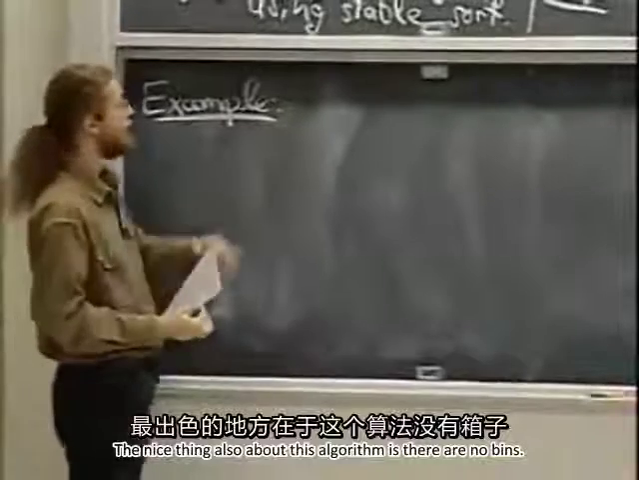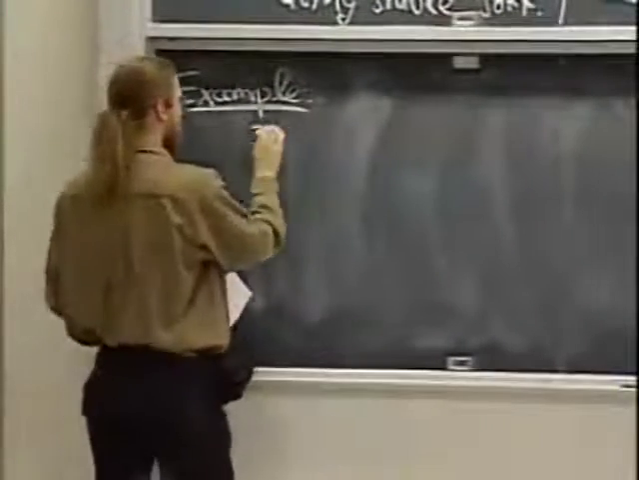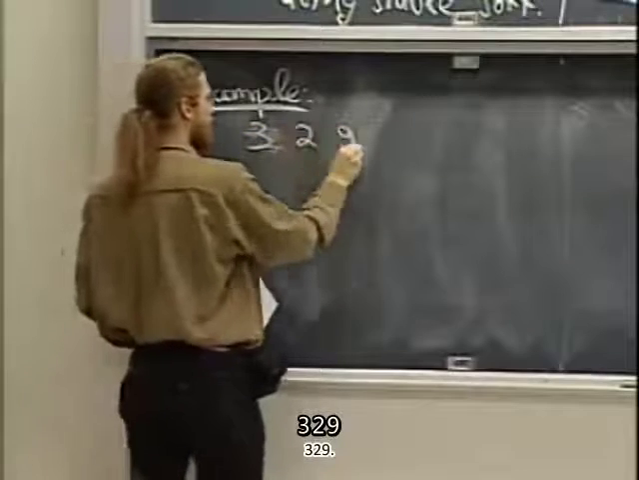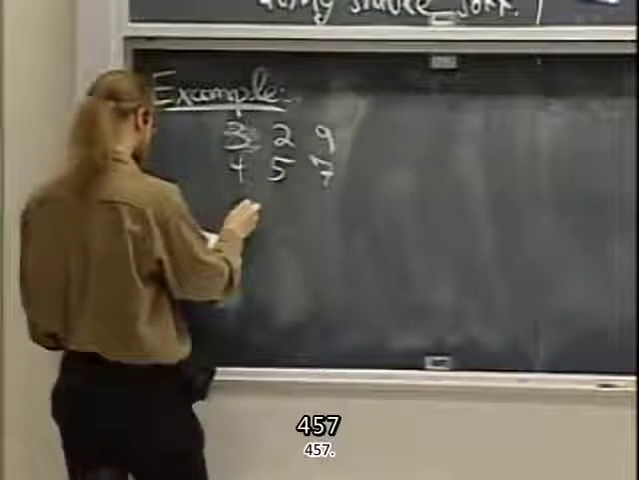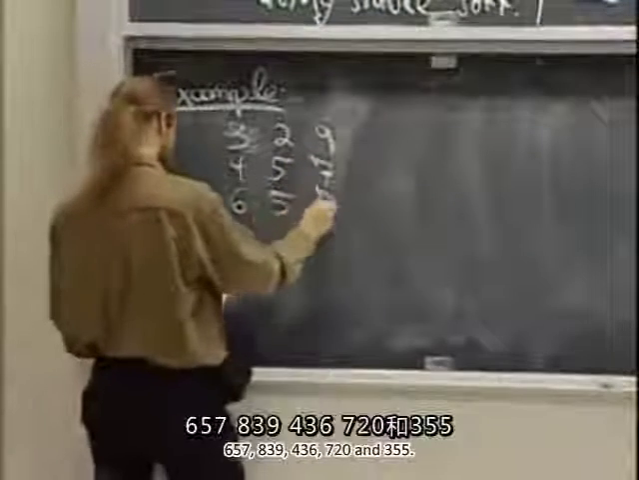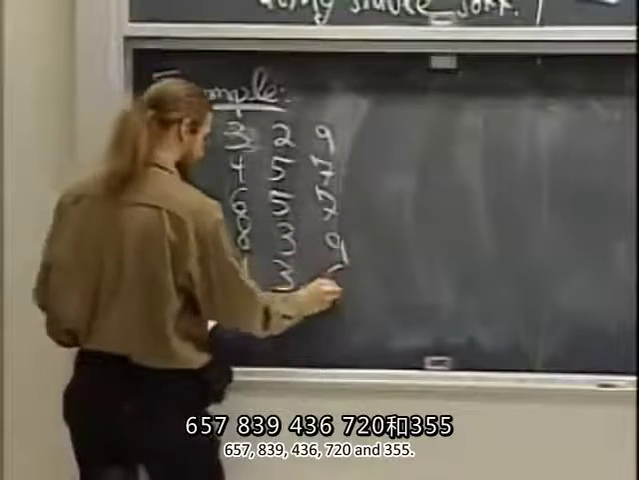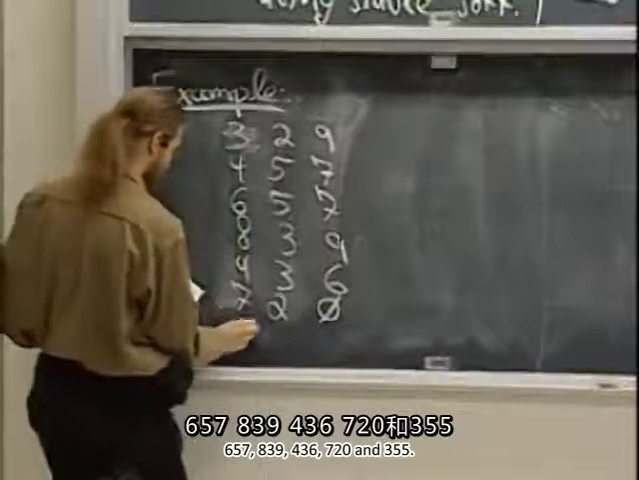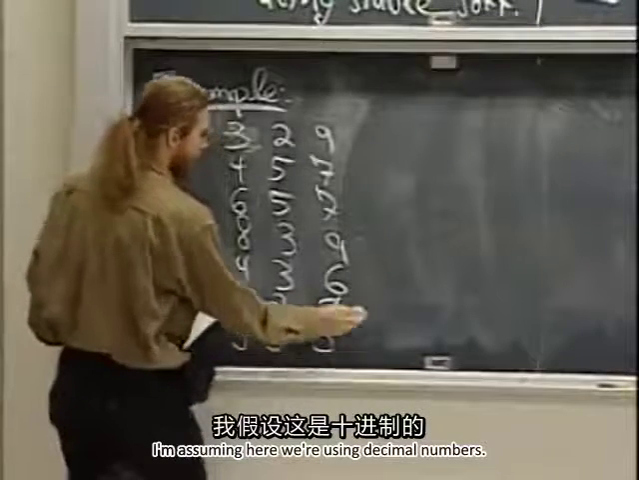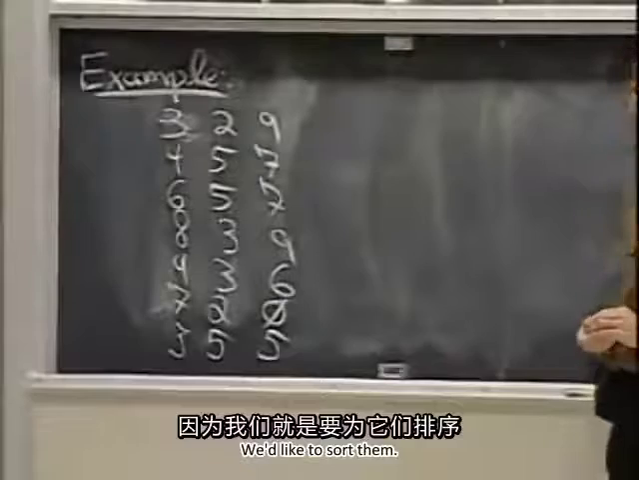The nice thing also about this algorithm is there's no bins. It's all one big bin at all times. So let's take some numbers. 329, a 3-digit number. I'm spacing out the digits so we can see them a little bit better. 457, 657, 839, 436, 720, and 355. I'm assuming here that we're using decimal numbers. Why not? And don't cheat. Hopefully these are not yet sorted. We'd like to sort them.